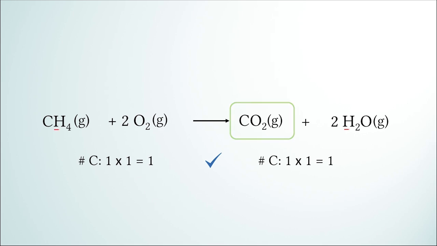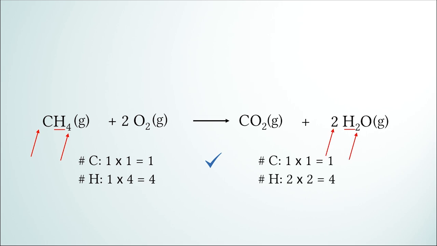Now we can count the hydrogen atoms on both sides. 1 molecule of methane times 4 atoms of hydrogen in that methane equals 4 hydrogen atoms on the reactant side. For the products, we have 2 molecules of water times 2 hydrogen atoms in that single molecule of water equals 4 hydrogen atoms. We have 4 hydrogens on both sides of the equation, so we can say that the equation is balanced with respect to hydrogen.